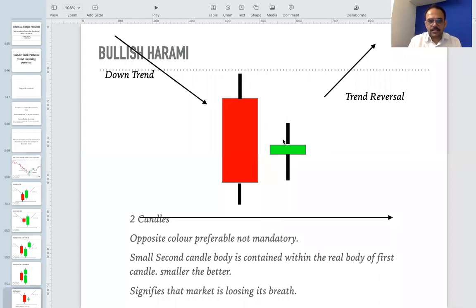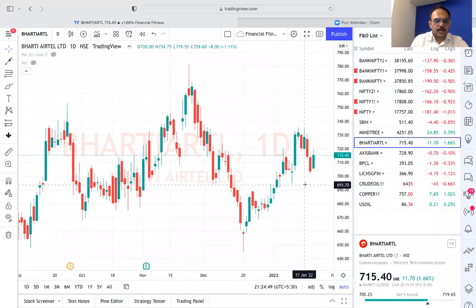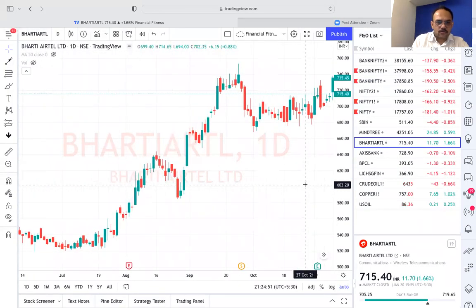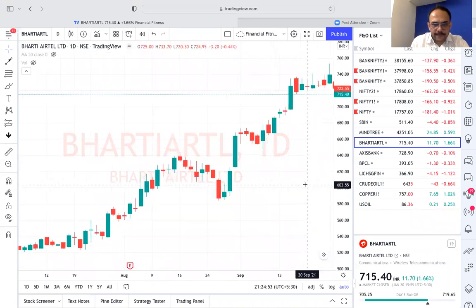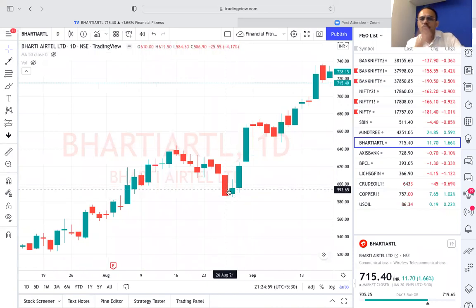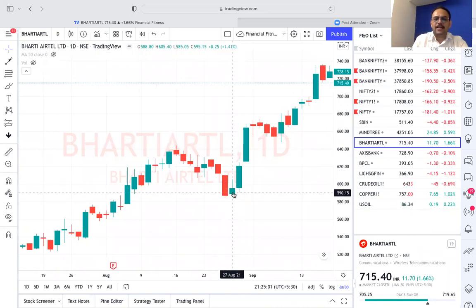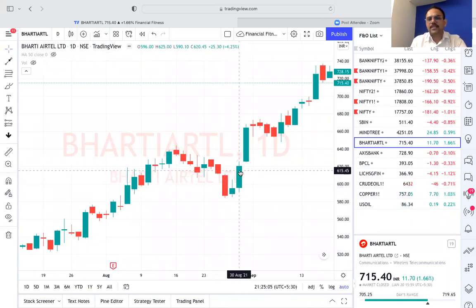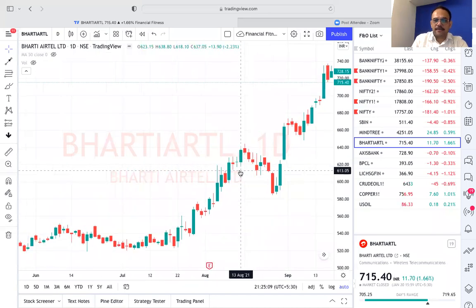Now let's see something like this. Examples here. Okay. Now we have something like this. There's a downtrend. This is a big candle followed by a small green candle. You have to wait above the high of these two candles to ride the wave. Don't ride the wave just like that. It takes time to reverse.